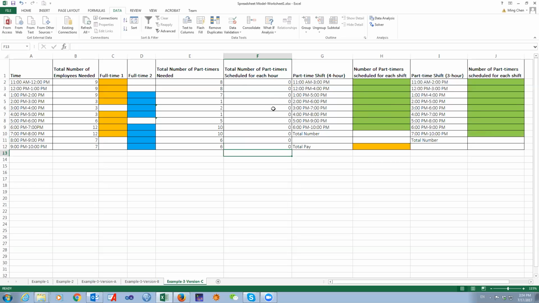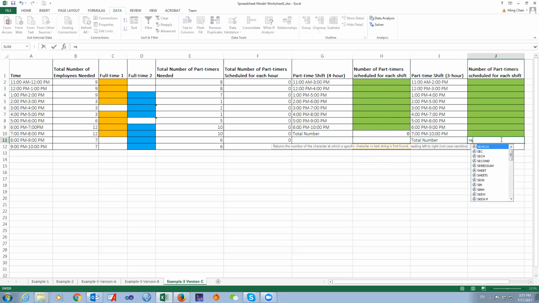So once you fill column F, we can calculate the total number of people we hire for the 4-hour shift and for the 3-hour shift. The total number of people we need to hire for the 4-hour shift is the sum of all these numbers. These are all the possible 4-hour shifts. Sum up, that's the total number of people we need to hire. For the 3-hour shift, we do the same thing. We sum up all these numbers. That tells us how many people we need to hire to cover the 3-hour shift.